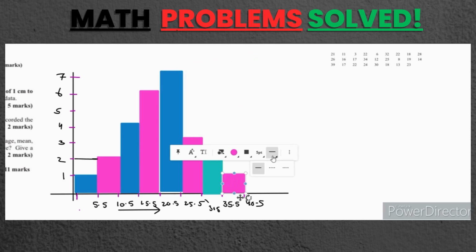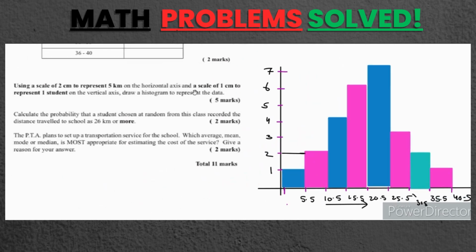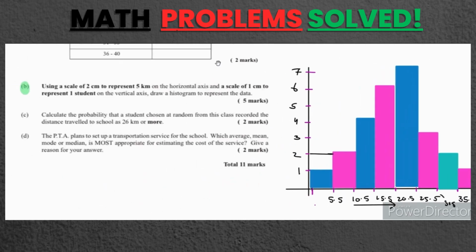So this is the required histogram, right? I have roughly drawn it, but you have to draw according to the scale. 2 cm for 5 km, right? on the horizontal axis and 1 centimeter to represent one student on the vertical axis.